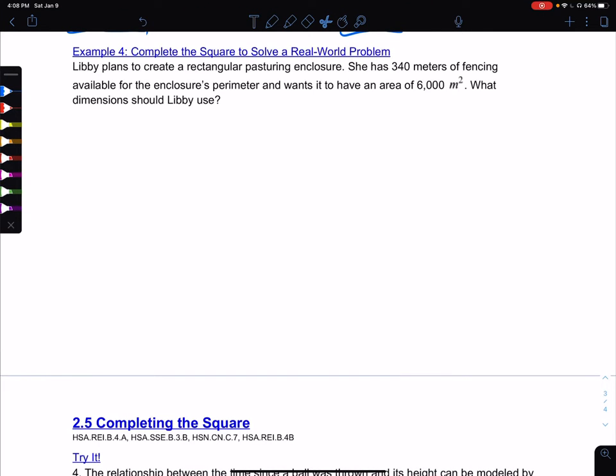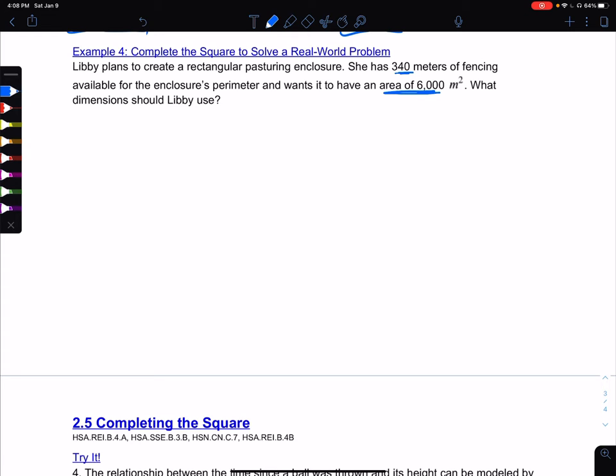Here we're going to look at example 4, complete the square to solve a real-world problem. We're told that Libby plans to create a rectangular pasturing enclosure, and she has 340 meters of fencing available for the enclosure's perimeter and wants it to have an area of 6,000 meters squared. So those are going to be kind of key things. All right, 340 meters of fencing and an area of 6,000. What dimensions should Libby use?